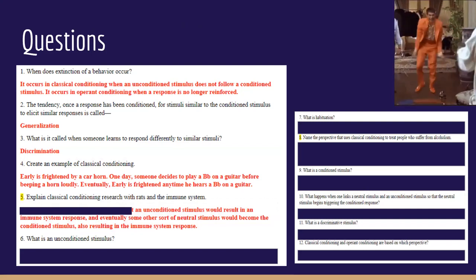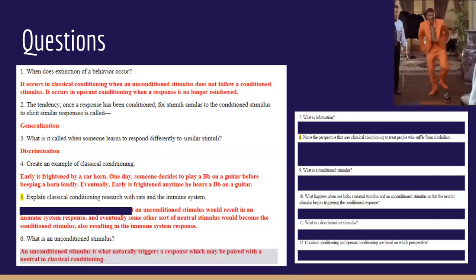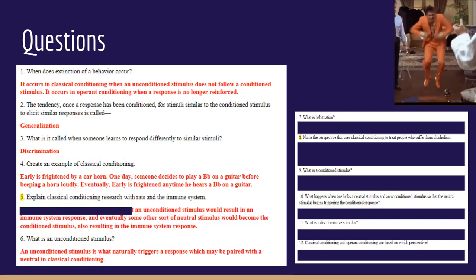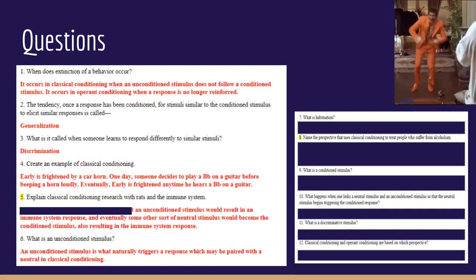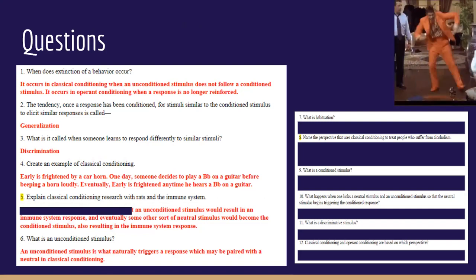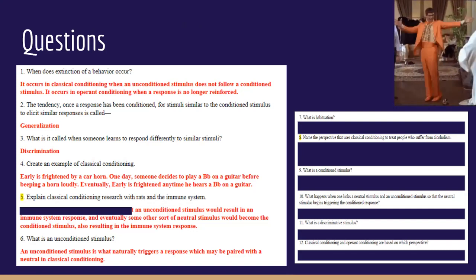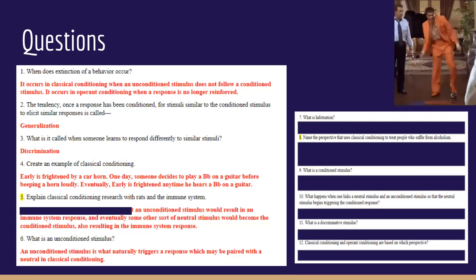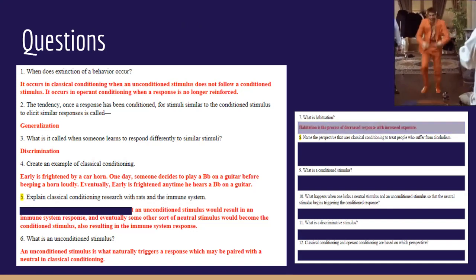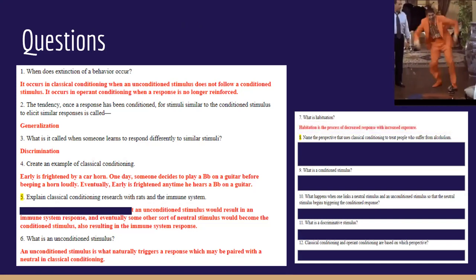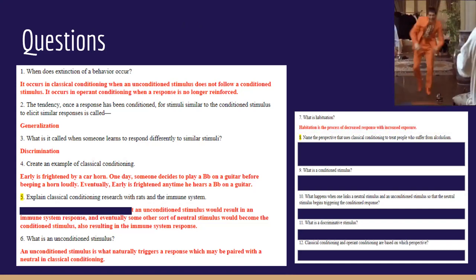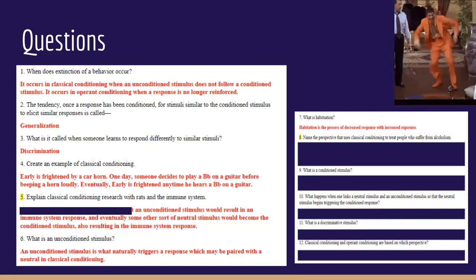Something results in something after conditioning. What's an unconditioned stimulus? Remember, that's the thing that automatically or naturally triggers a response when paired with a neutral. Well, not always, it doesn't have to be paired, but it could even if it wasn't with it. So what's habituation, right? That's decreased response with increased exposure. So the more you see or are exposed to something, the less of a response you'll have. Remember the baby with that toy.